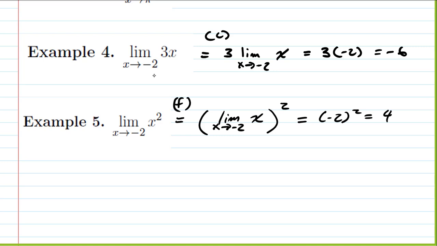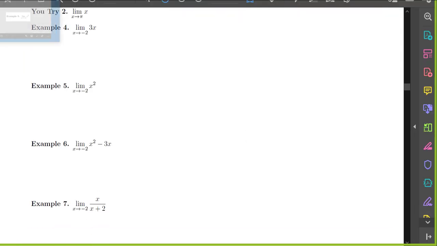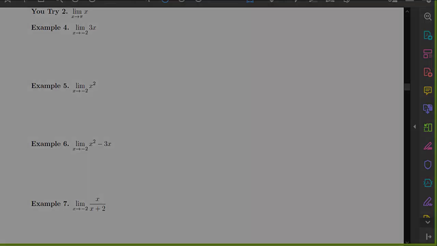So note, if you did the limit as x approaches negative 2 of x times the limit as x goes to negative 2 of x, you would get negative 2 times negative 2, which is still 4, right? So there's more than one way to use these properties, and as long as you don't break any rules, there is going to be more than one way to get from A to B.